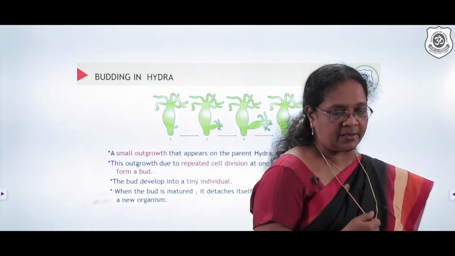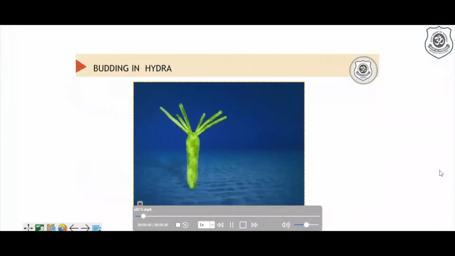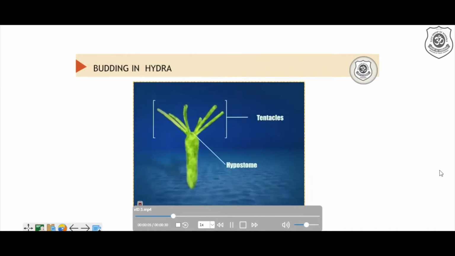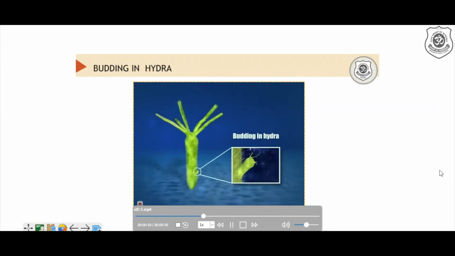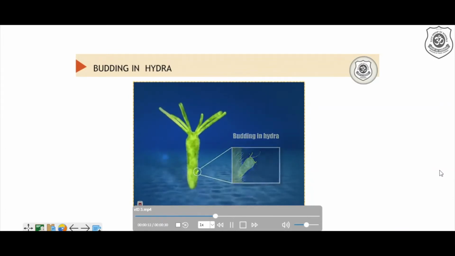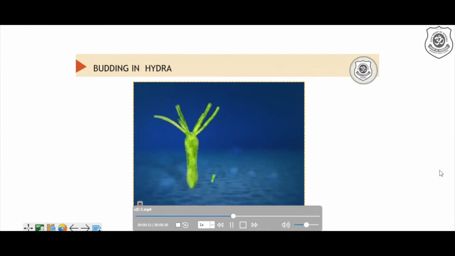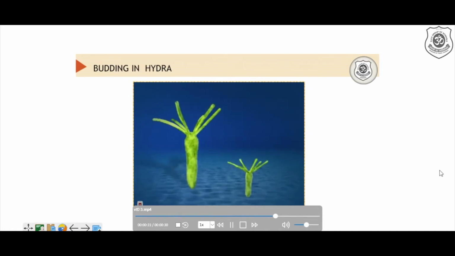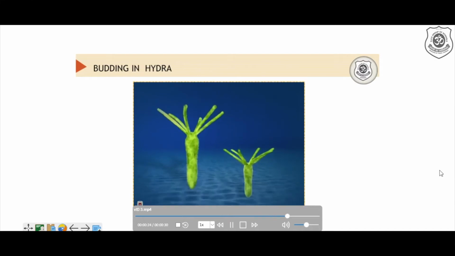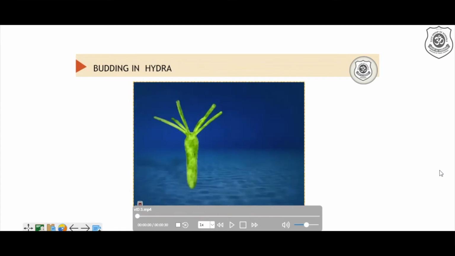It will be very interesting if you quickly watch the video of how budding in hydra takes place. Here we see hydra, which is an aquatic organism. You have the tentacles, and they have an oral opening, and slowly you can observe the bud developing. Can you see the bud developing into a young individual? As it develops, it tries to detach itself from the parent, and starts growing into a young hydra, which looks exactly like the parent, and that is what we call asexual reproduction, that is budding in hydra.